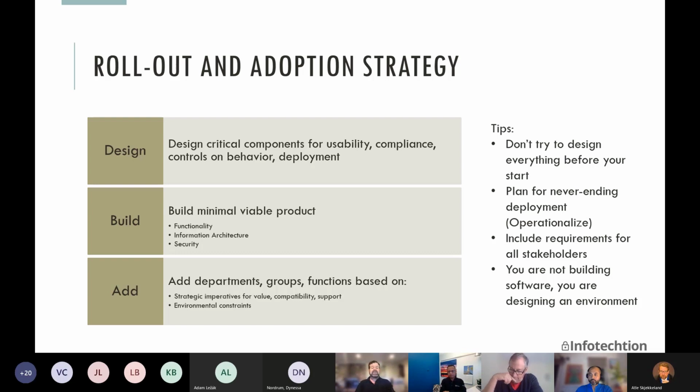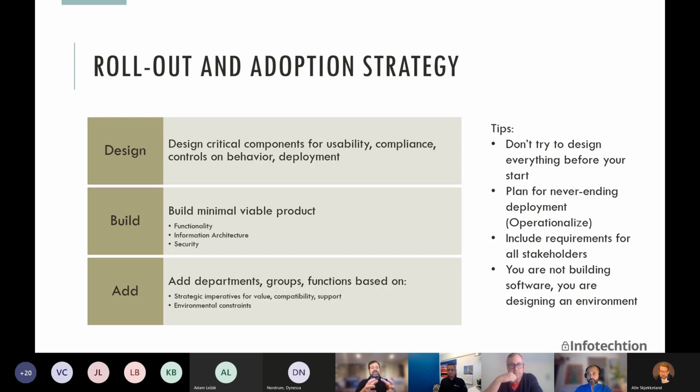And then we start building your minimal viable product. Once again, we're not trying to build everything all at once. We want to build in the appropriate functionality, the appropriate information architectures, and the appropriate security, a number of other things, but those are the big primary ones. And once again, we're building something that users can see. It can be in a test tenant if it needs to be. Users can see it, records managers can see it, security can see it, and get a sense for what it is we're trying to do and how that is going to work going forward.